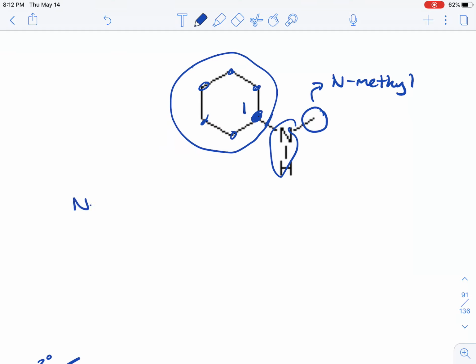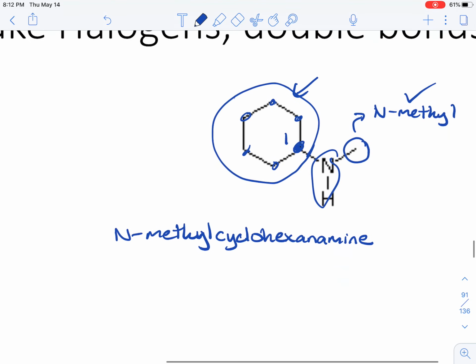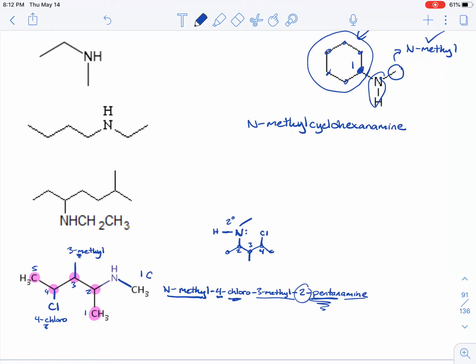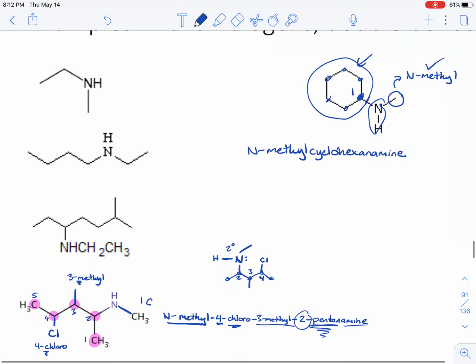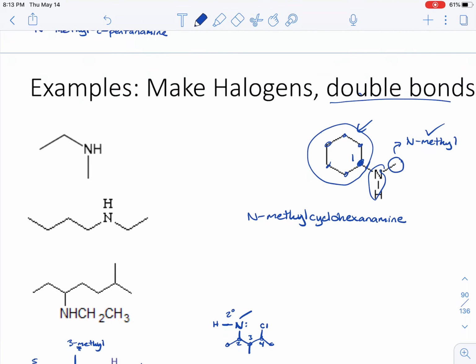And so the name of this compound would be N-methyl. And then, so that would finish this part. This part right here is going to be cyclohexane. But remember, we're working with an amine, so I'm going to erase the E and put in amine. So this is going to be N-methyl cyclohexanamine. And I would be done. All right, so hopefully after going through this exercise, you guys know how to name these secondary amines. Actually, let's just do one more with a double bond.